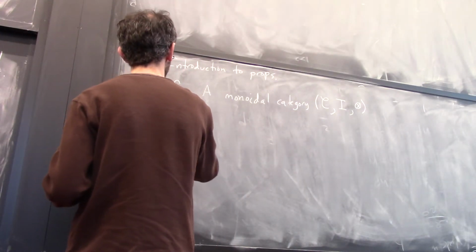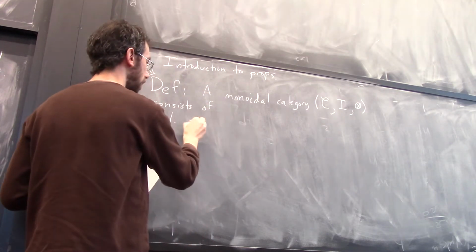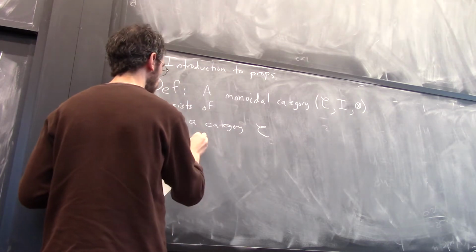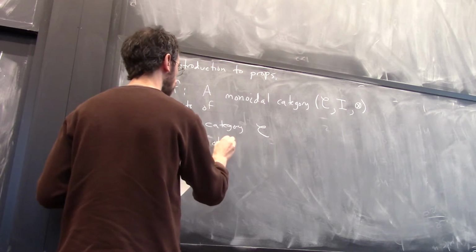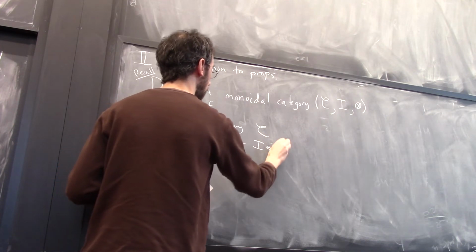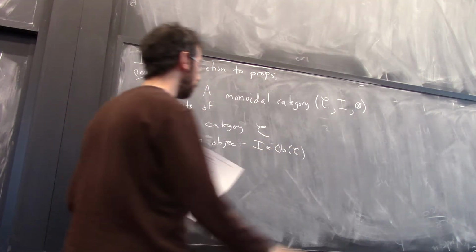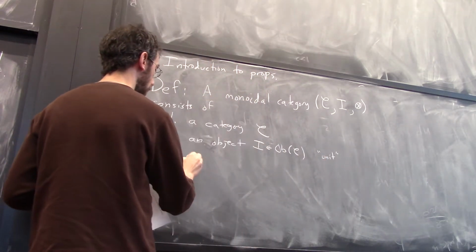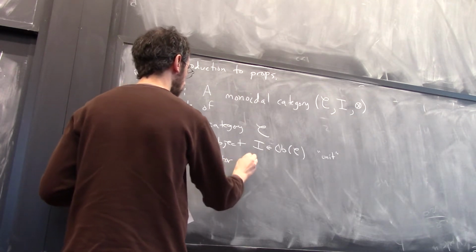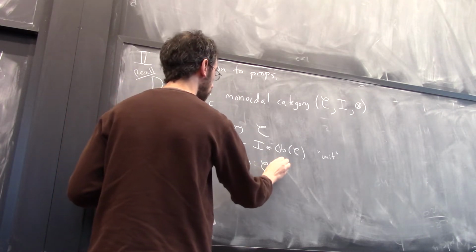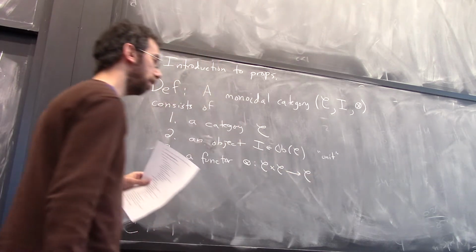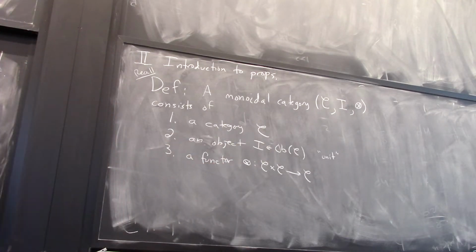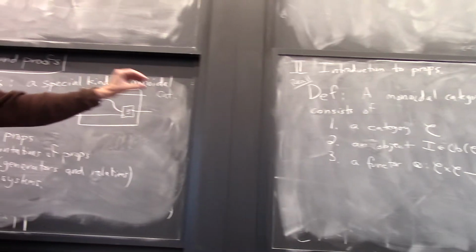It consists of, well, now I say it more clearly, 1, a category C, 2, an object I in ob C, a special object called the unit, and 3, a functor that takes two objects of C and gives you back an object of C. And a functor also will take any 2 morphisms of C and give you back a morphism of C. This is what's going to happen when you take two objects, you're going to put them in parallel. That's the way you think of it.